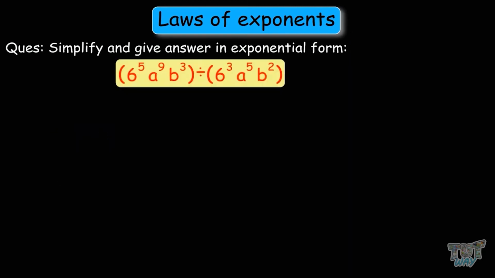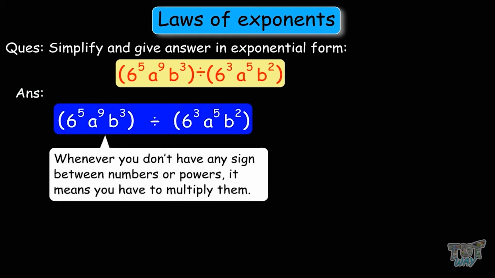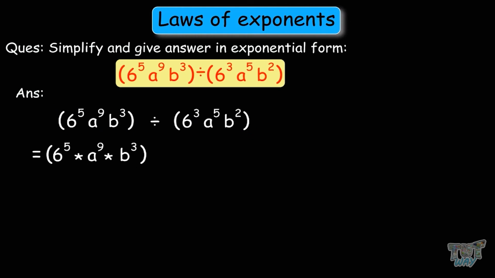Next question. So we have to divide these two expressions. So 6 to the power of 5 times a to the power of 9 times b to the power of 3 divided by 6 to the power of 3, a to the power of 5 times b to the power of 2. Whenever we don't have any sign between numbers or powers, it means that you can just multiply them. So you can write it as 6 to the power of 5 times a to the power of 9 times b to the power of 3 divided by 6 to the power of 3 times a to the power of 5 times b to the power of 2.